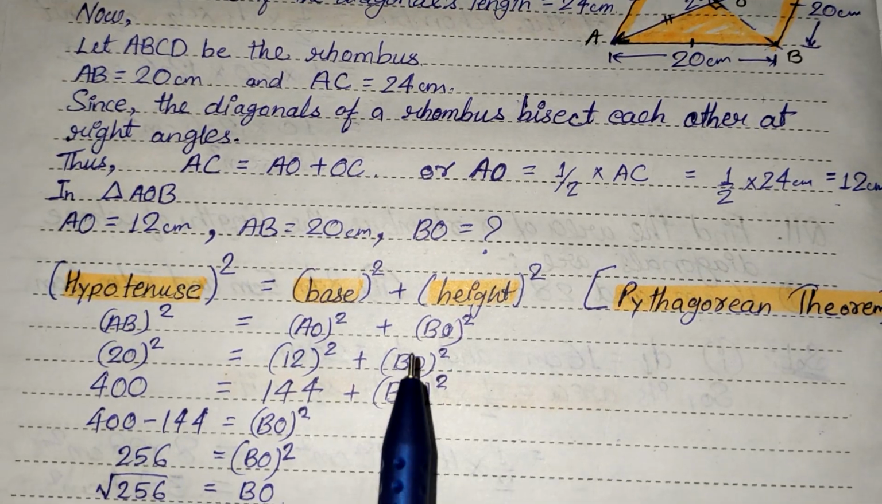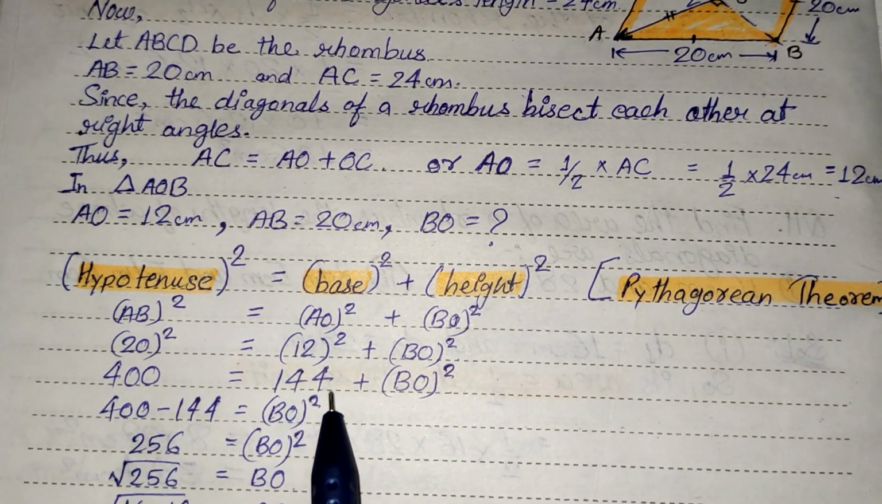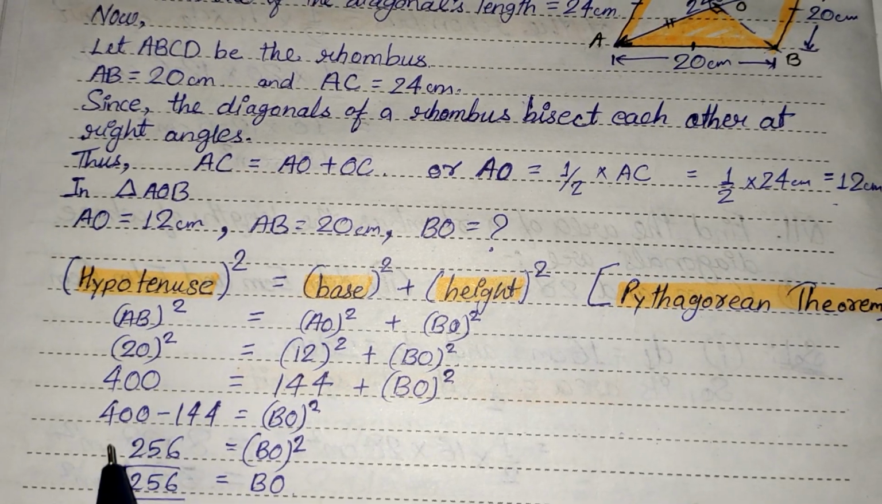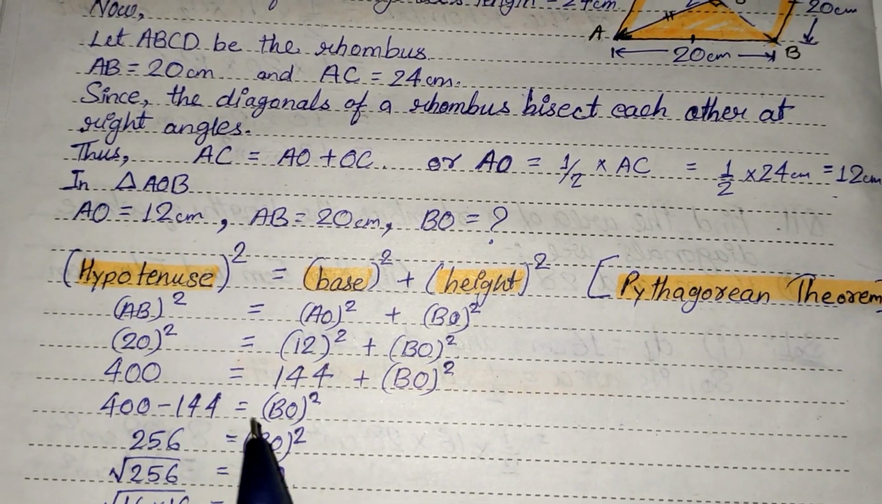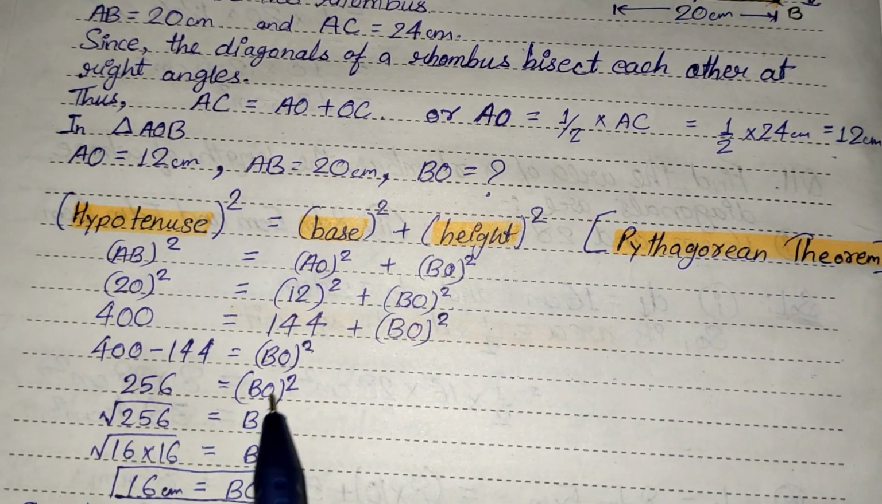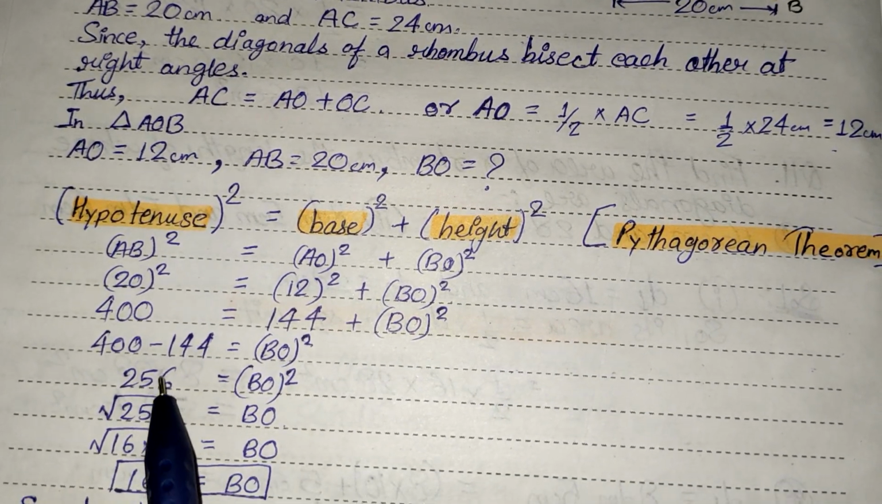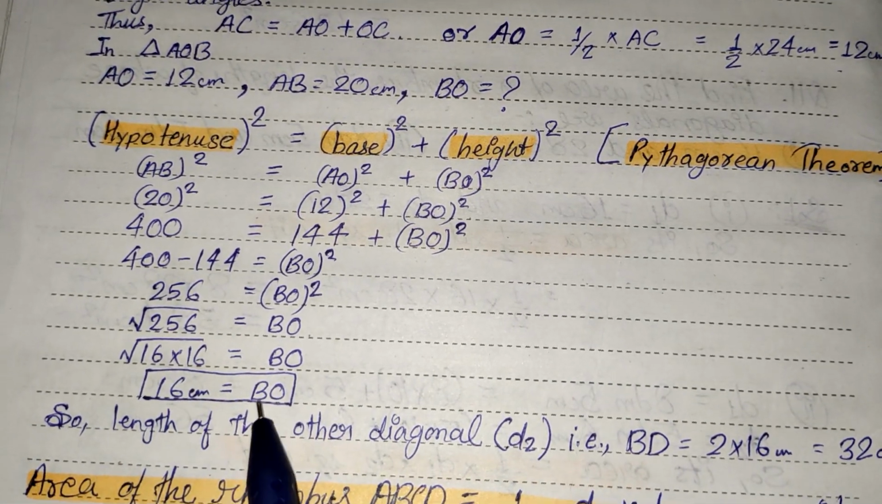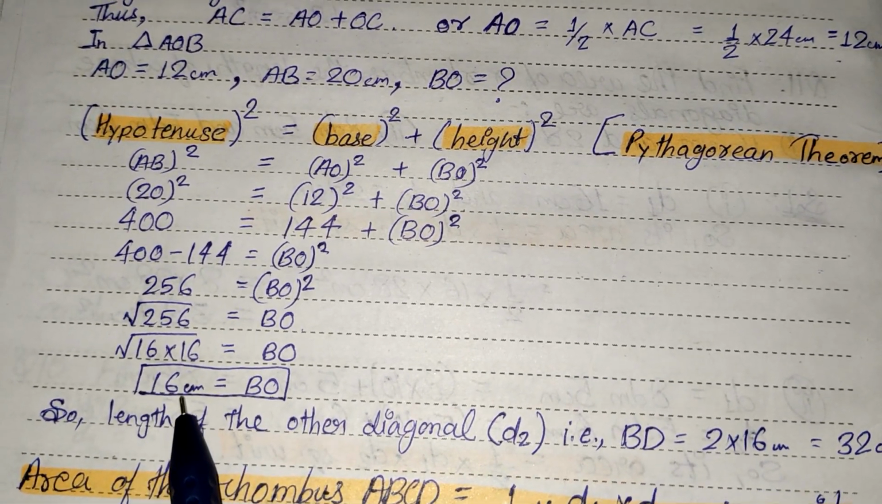Now squaring it, we have 400 is equal to 144 plus BO square. Now transfer this 144 to the left side. We have 400 minus 144, that is 256 is equal to BO square. Now transfer this square to the left side. We have under root 256 is equal to BO. Now we have BO is equal to 16 centimeter.